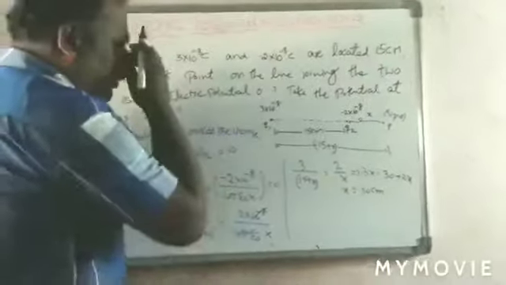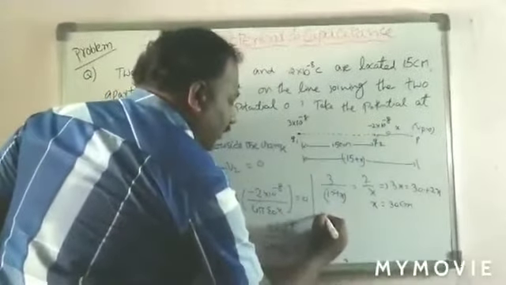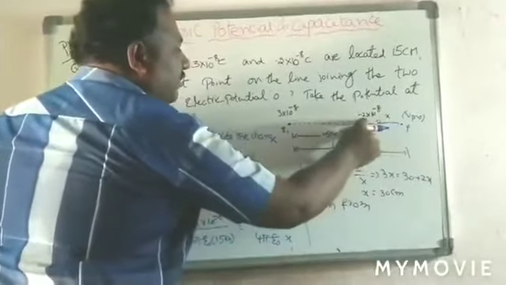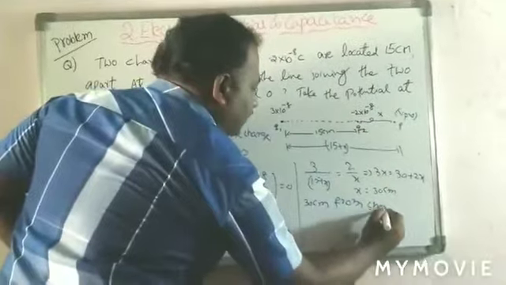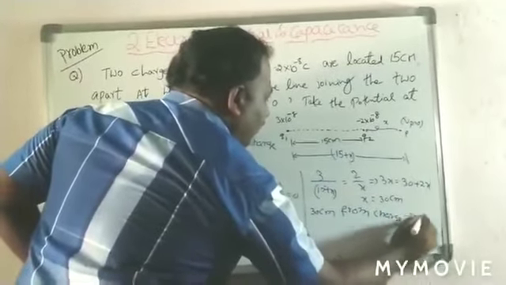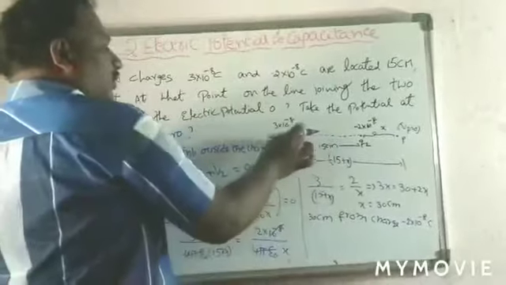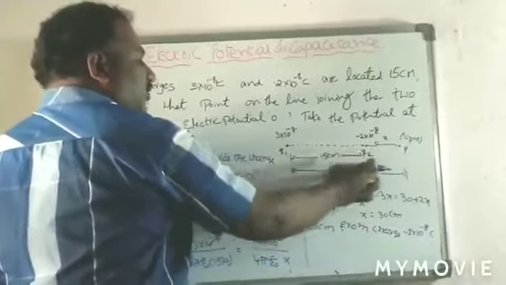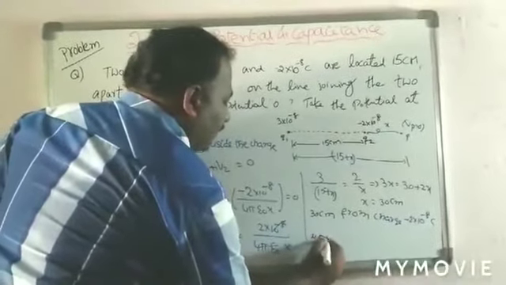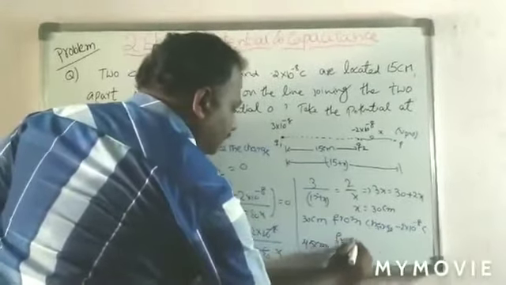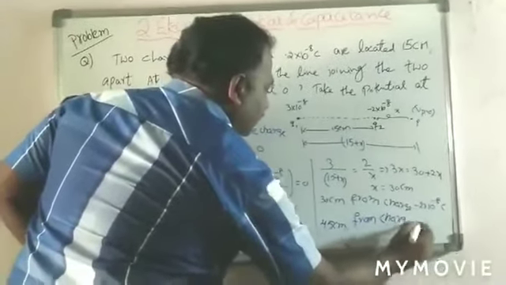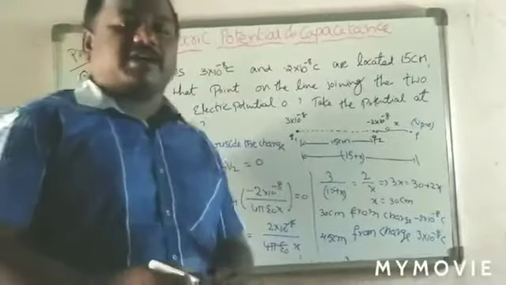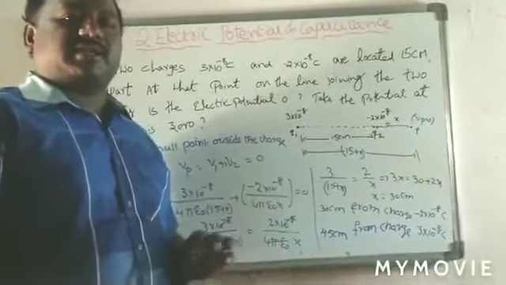Now, we have to write the conclusion: the null potential point is 30 centimeters from the charge minus 2 into 10 power minus 8 coulomb. Now, from 3 into 10 power minus 8 coulomb, the distance to the null potential point is 15 plus x, total 45. So, 45 centimeters from the charge 3 into 10 power minus 8 coulomb. So like that we calculate the null potential point in between two charges and outside of the charges.